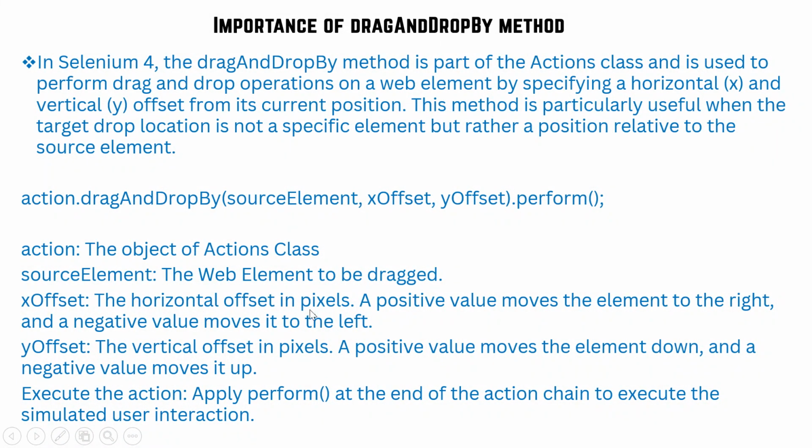X offset is the horizontal offset in pixels. A positive value moves the element to the right, whereas a negative value moves the element to the left. Y offset is the vertical offset in pixels. A positive value moves the element down, top to down, and a negative value moves the element up from the bottom. And execute the actions: apply perform at the end of the actions chain to execute the simulated user interaction.